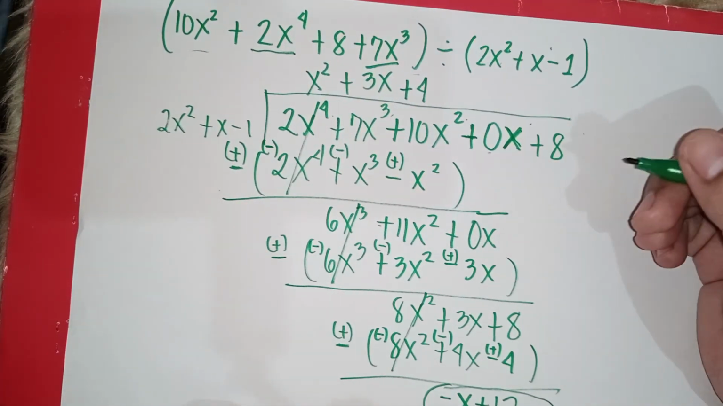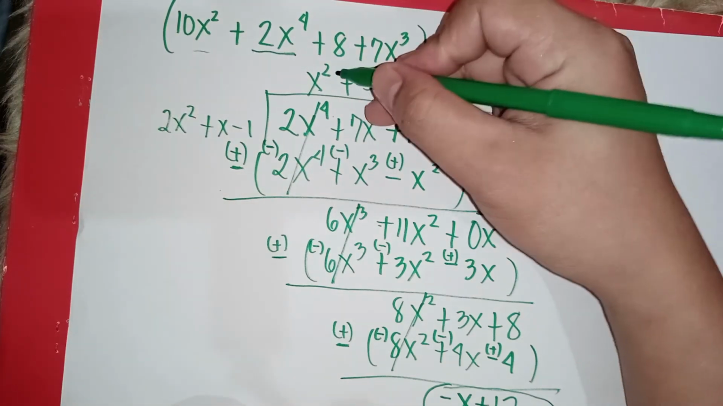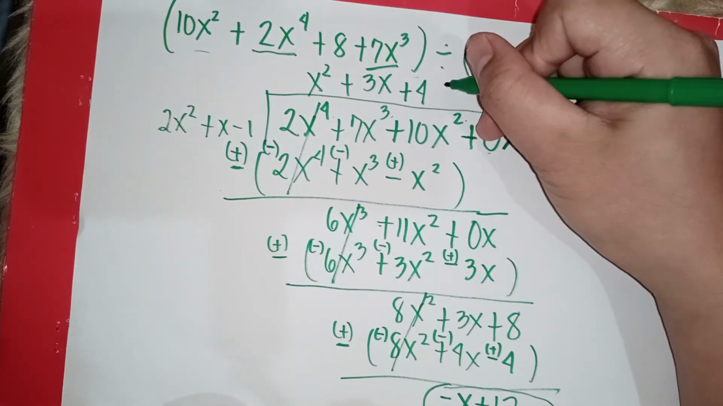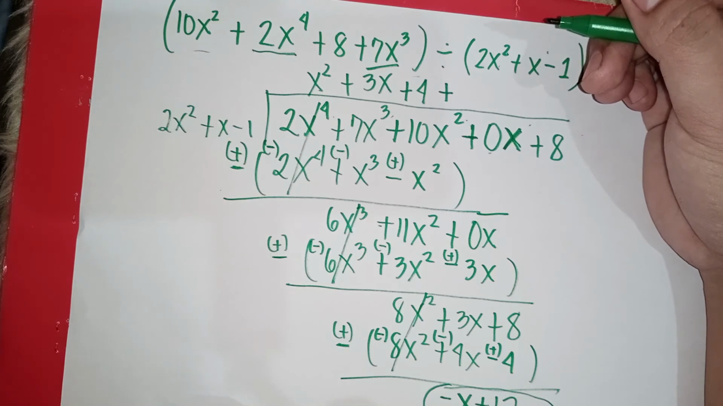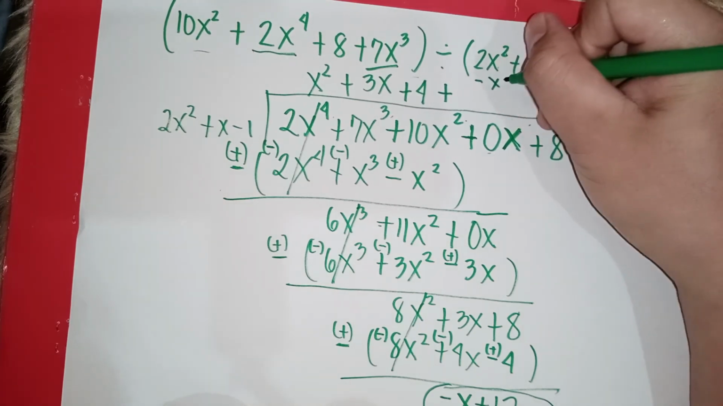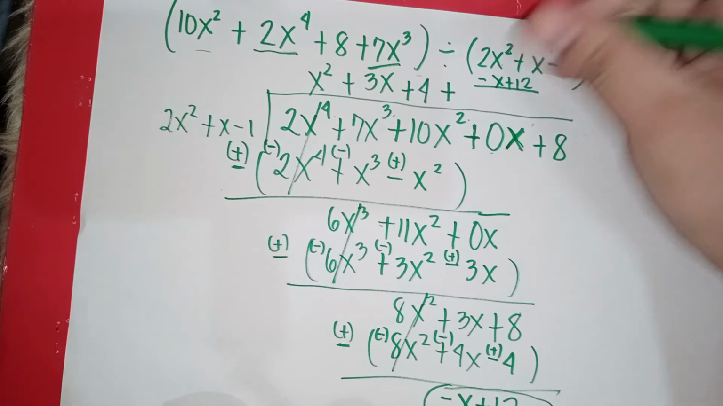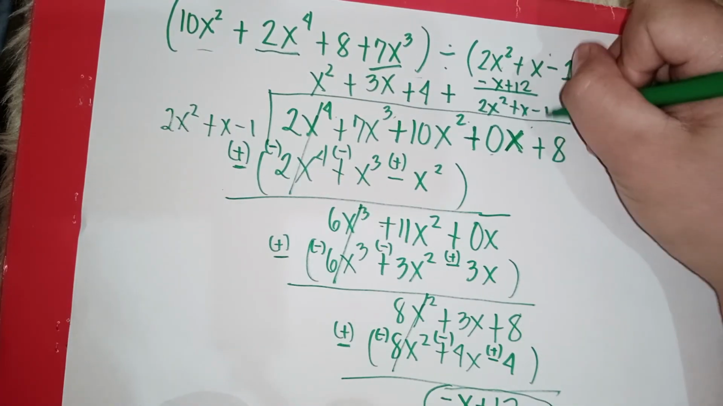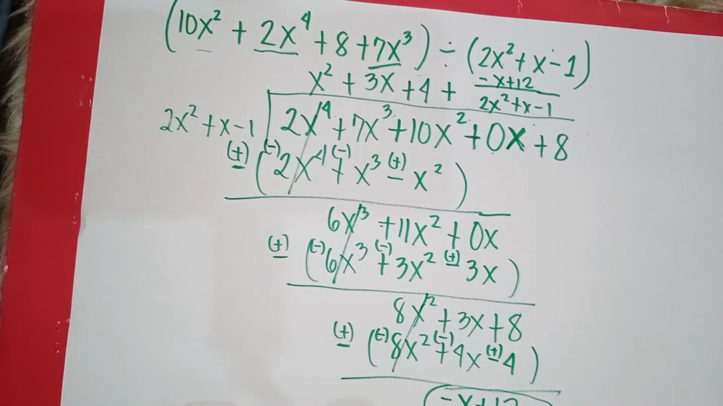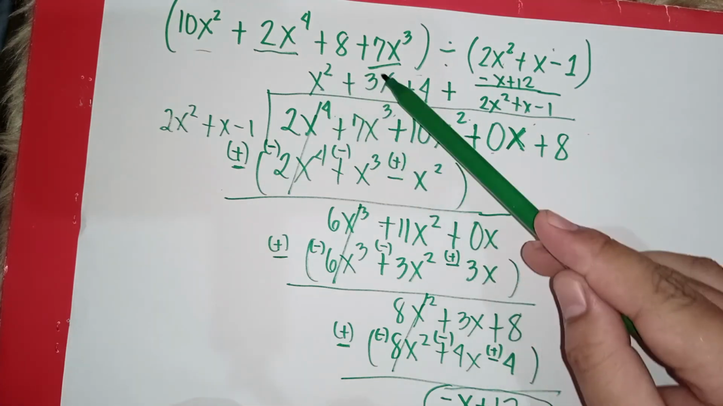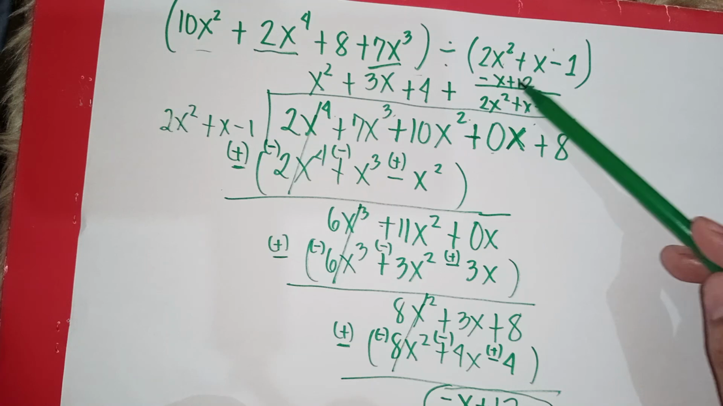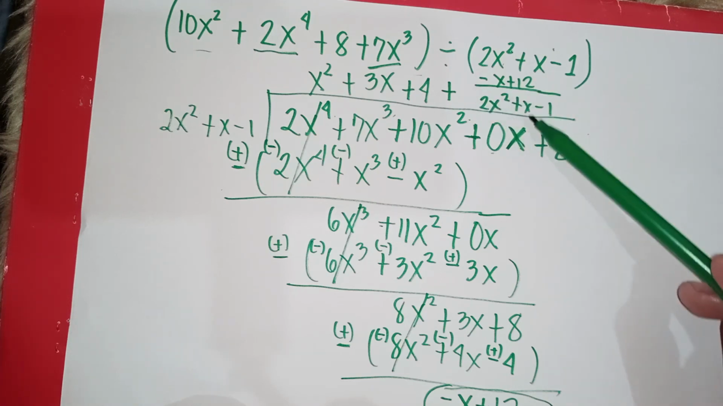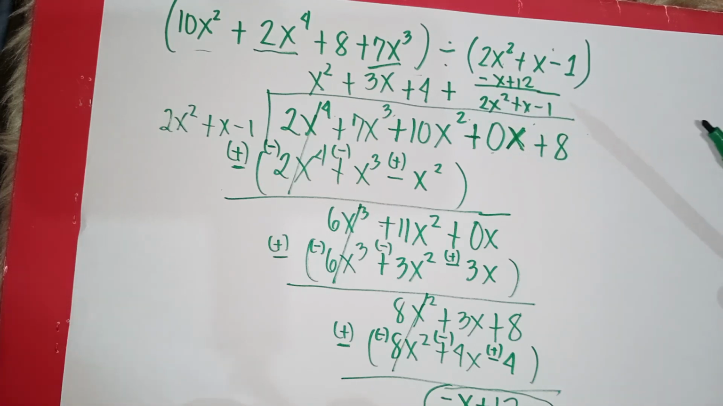So, the answer should be equal to x squared plus 3x plus 4 plus the remainder, which is negative x plus 12 divided by the divisor, 2x squared plus x minus 1. Okay? So, therefore, mga boss, when you divide this by this polynomial, the answer is equal to x squared plus 3x plus 4 plus negative x plus 12 over 2x squared plus x minus 1.